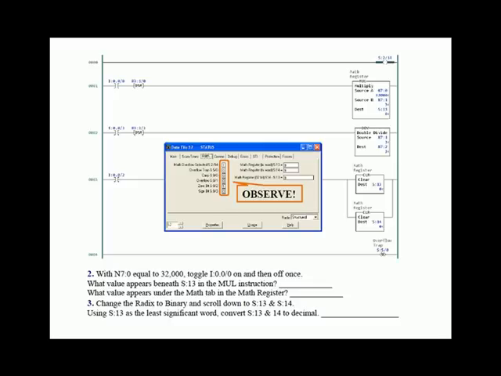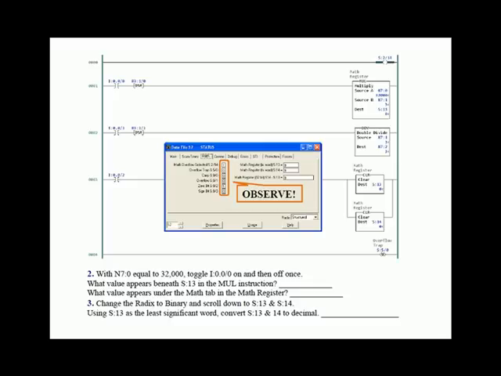The fourth rung, or rung 3, is just simply to allow you to clear S2:13 and 14 in the case that you mess something up or you just want to clear it and start over. So with N70 equal to 32,000, we had you toggle input 0 on, then off once. What value appeared beneath S:13 in the multiply instruction? Not in the S2 data file that's open and locked on top, but looking up in the instruction, what appeared there?